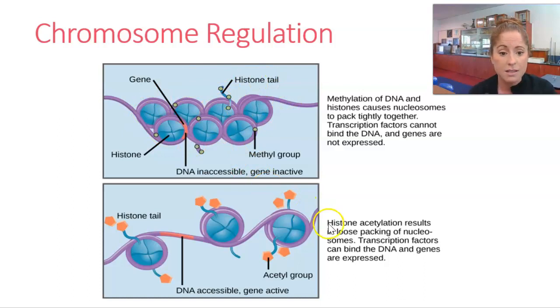On the flip side of that, acetyl groups can be added to histone or chromatin, which would then cause it to loosen up. And when it loosens up, the transcription factors can bind, and then that allows RNA polymerase to bind. And so both methylation and acetylation are turning genes on and off by coiling up the chromosome. So it's still chromosome regulation. And we call this epigenetics, and we will talk about it a bit later in this video.